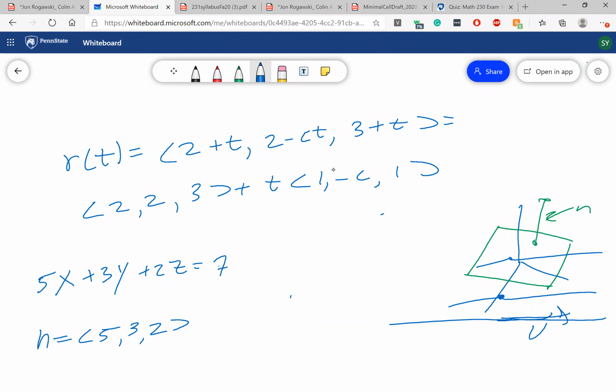So I need the dot product of this thing and this thing to be equal to 0. So let me just set it to 0. This is going to be 5 times 1 minus 3 times c plus 2 is equal to 0. So that tells me that negative 3c is equal to negative 7, and this tells me that c is equal to 7 over 3.